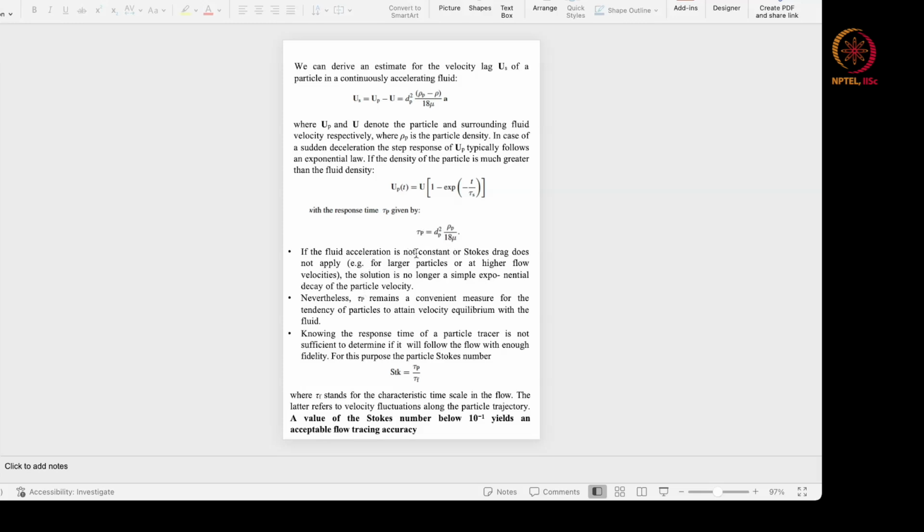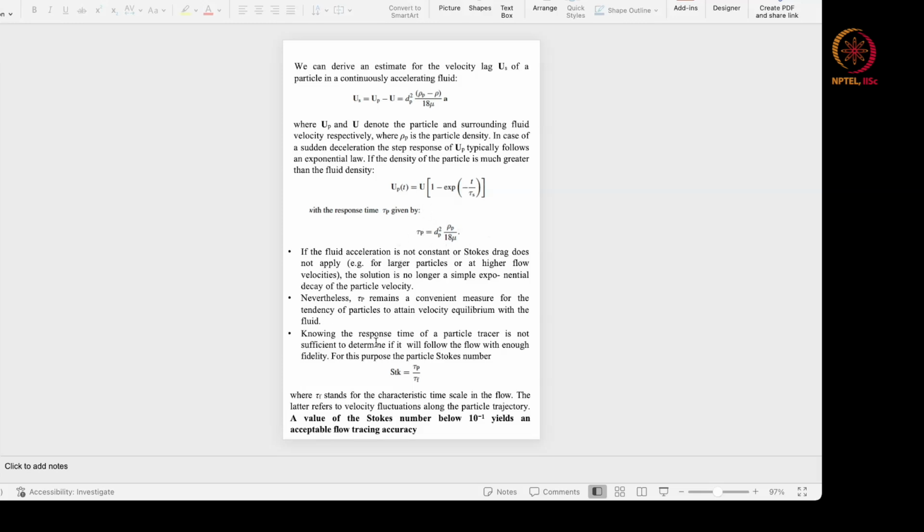So if the fluid acceleration is not constant, or Stokes drag does not apply, for example for larger particles or at very high flow velocities, the solution is no longer an exponential decay of the particle velocity. This is in the case of a deceleration, remember. Nevertheless, this tau p remains a convenient measure for the tendency of the particles to attain the velocity equilibrium with the fluid. This is the time scale that comes because there is an exponential.